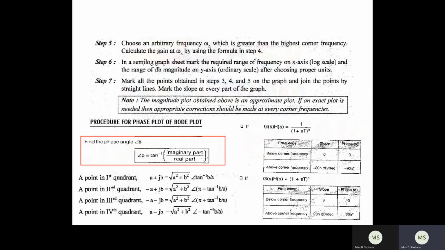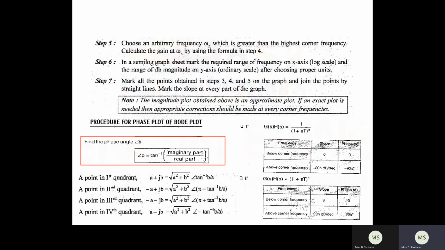Now we have to obtain the phase plot. In order to obtain the phase plot, first of all, we should write the phase angle, which is written as phi. You have to look into the transfer function. For example, here G(s) H(s) is given as 1 divided by (1 plus sT) whole power n. Here s will be replaced by j omega, so the term 1 plus j omega T will come.